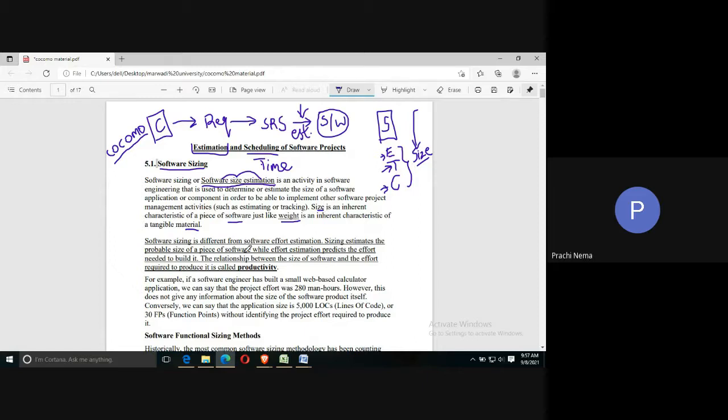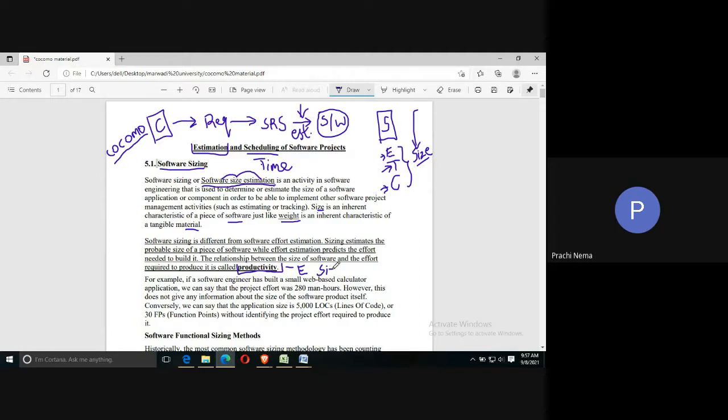Now there is a term which is called productivity. Productivity of a company, productivity of an employee, productivity of the software, anything. So what is this productivity? To understand productivity, you need to have the concept of effort and size clear in your mind. What is effort and what is size? Because these two are different terms.